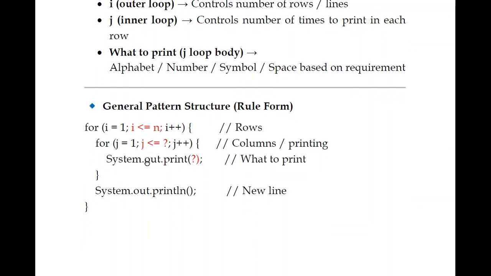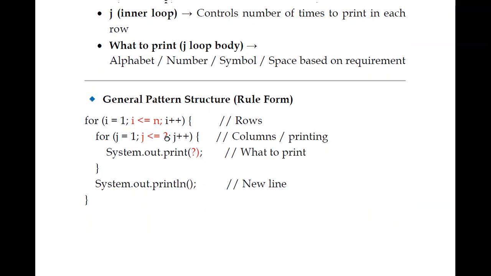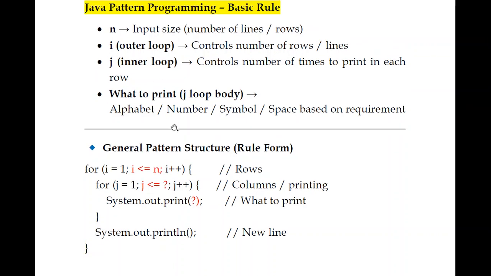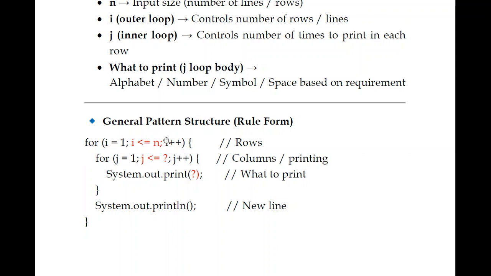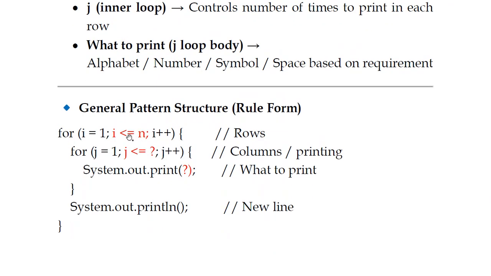So what I explained theoretically, I'm showing as this general pattern structure here. This is your outer for loop, based on your n variable, the input size you are providing. So what kind of pattern problems can you solve? This is the base template. For i equal to 1, i less than or equal to n. I highlighted the red portions here. I'll zoom it also. See here, highlighted. This is what you are going to change according to your program.